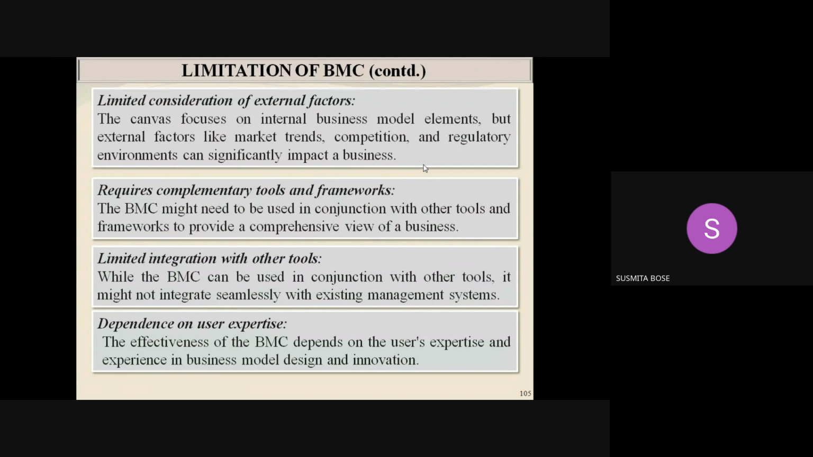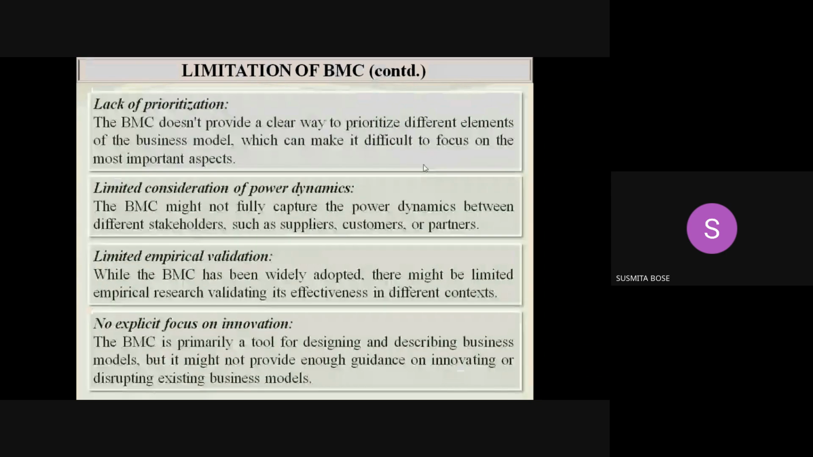The effectiveness of the BMC depends on the user's expertise, the person who is using it. Success of BMC is dependent on their capability and experience in business model design and innovation. BMC does not provide a clear way to prioritize different elements of the business model, which can make it difficult to focus on the most important aspects, though we can consider value proposition as the most important.